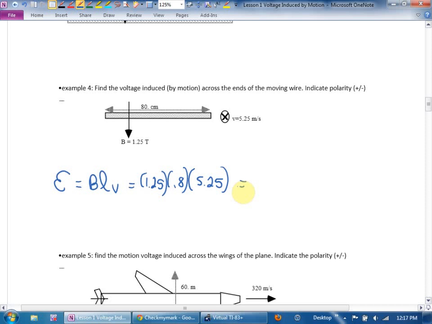What do you get, Carly? I think it's 5 point something if I'm doing the math right. 5.25? Okay. 5.25 volts. Almost a 6-volt battery. Not quite.